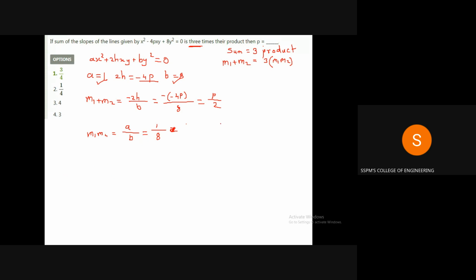Now if you look here, m1 plus m2 is equal to 3 times m1 m2. What is m1 plus m2? It is p divided by 2, and 3 m1 m2 is 3 into 1 by 8. If you take this 2 to the right hand side, we have the value of p as 3 by 8 into 2, that is, 2 fours are 8. So the value of p is 3 divided by 4. Remember this standard equation and the values of m1 and m2.